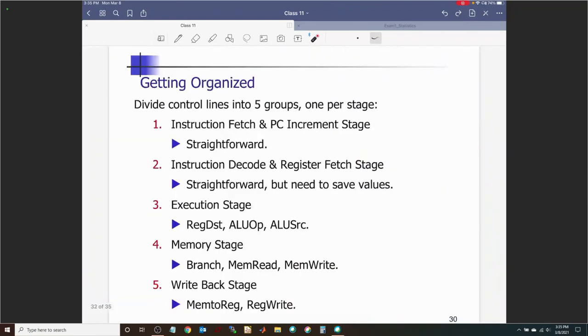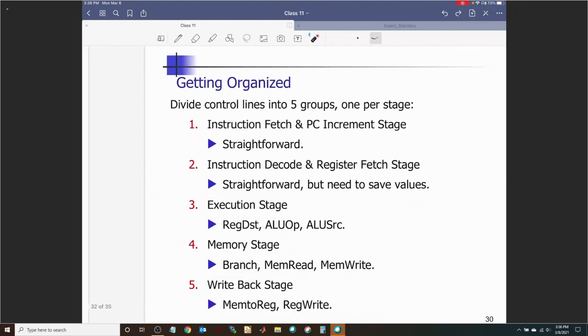Go back. For the execution stage, you need register destination, ALU op, ALU source. Those are the three that you need to save. In the memory stage, you need to save the branch, memory read, memory write. You need that information from before, right? And then for the write back, you need register write, like I pointed out, and also the memory to register.